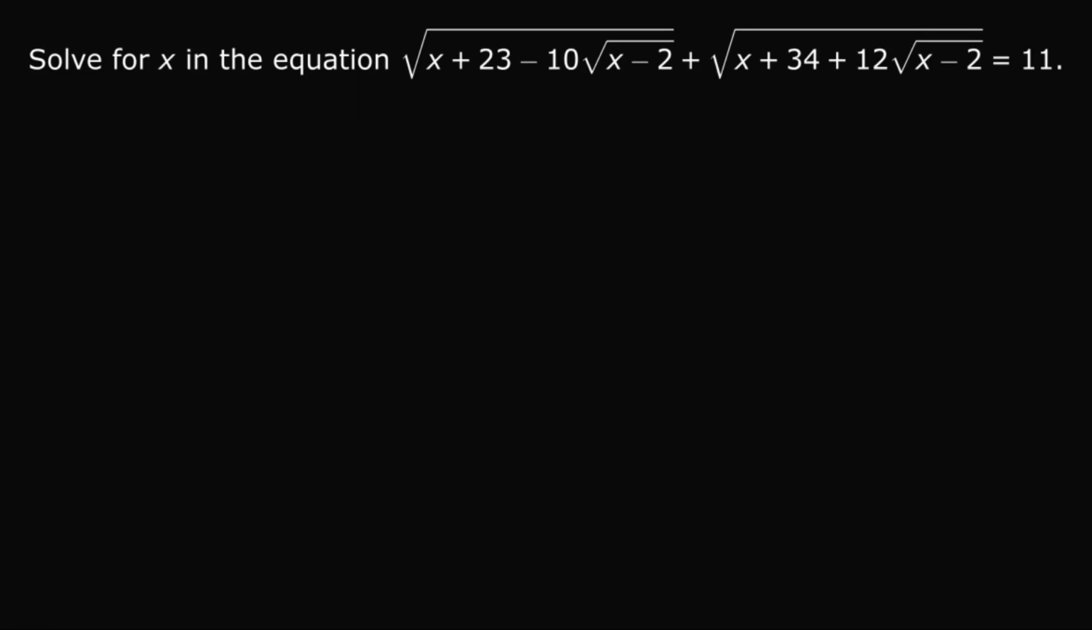Hi there. In this video, we are tasked to solve for x in the equation: the square root of x plus 23 minus 10 times the square root of x minus 2, plus the square root of x plus 34 plus 12 times the square root of x minus 2, equals 11.